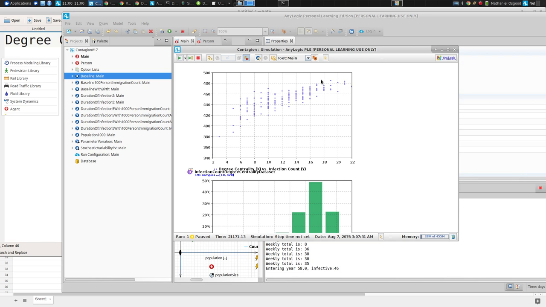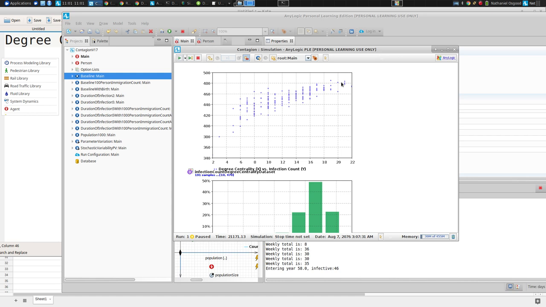There is a sort of overall structure to it, but there's this kind of interesting pattern here where you have a larger number. It doesn't quite go up linearly the entire length. At this level, there's a high degree of variability, for example, in exposure. But it does show some sort of association between degree and infection count, to be sure.